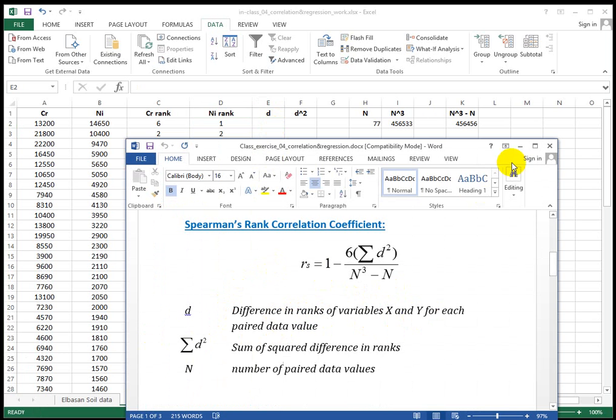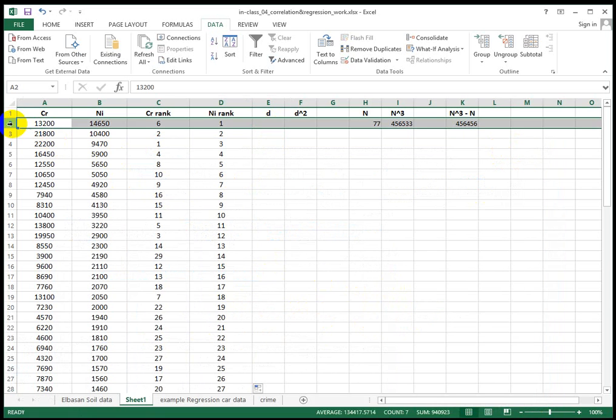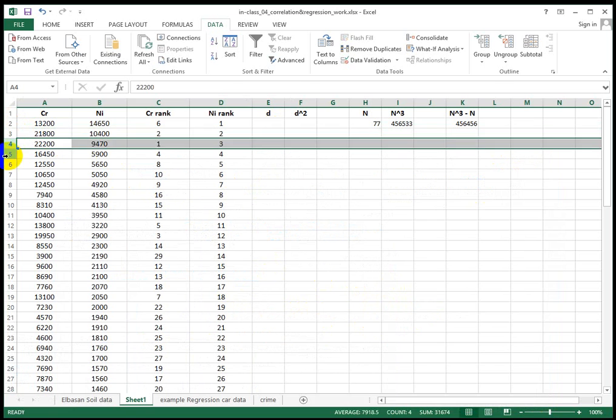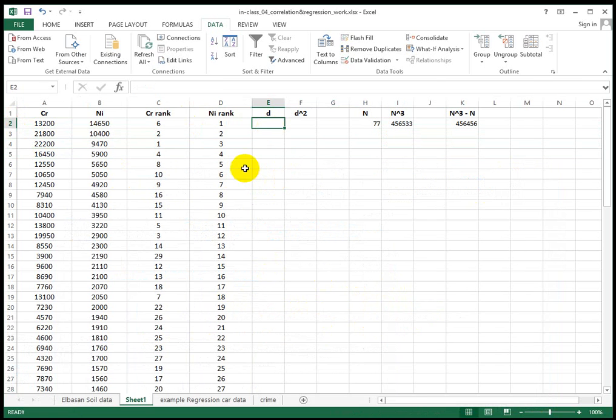Okay. This D, let's go back to this guy, is the difference in ranks of variables x and y for each paired data value. Again, each of these rows corresponds to a point in space. So D is equal to the difference between these. So this guy minus this guy. Fantastic. And obviously, this is the squared value of this.